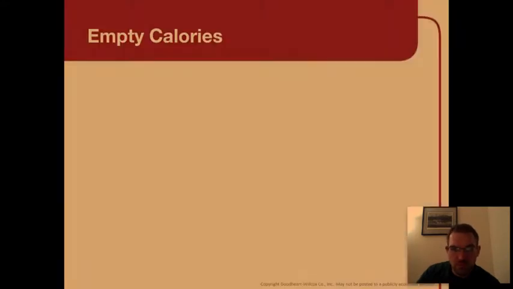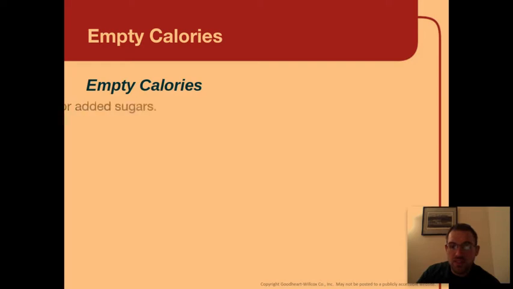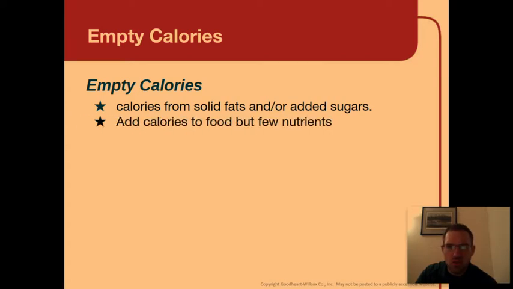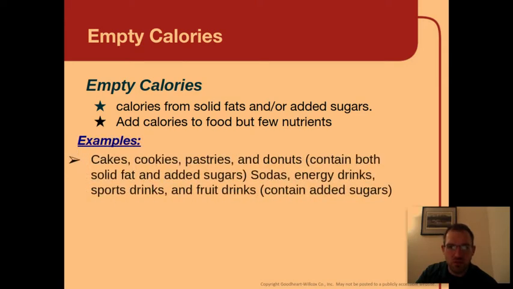So let's talk about empty calories. This would be the opposite of that. This is something that you eat and it gives you calories, but there's no nutrients in it. Not really. There's barely any. So all of these foods, basically, you could go without, and you can live a very healthy life. And I'm wondering how many of these would be like non-negotiable for you. Like, I have to have them. So calories from solid fats or added sugars add calories to food, but very few nutrients, like we were just talking about.